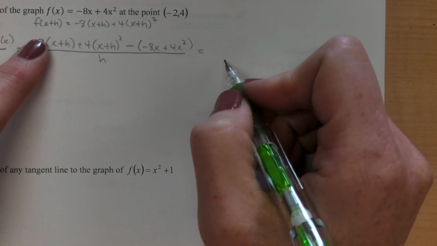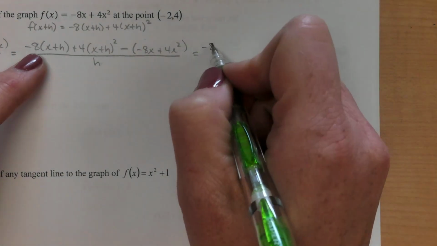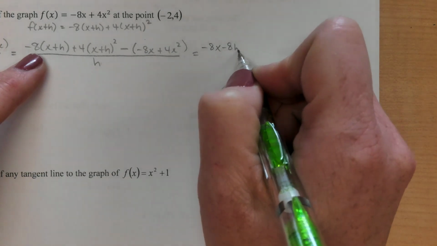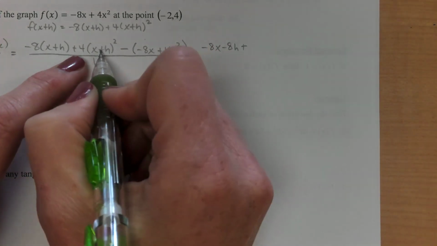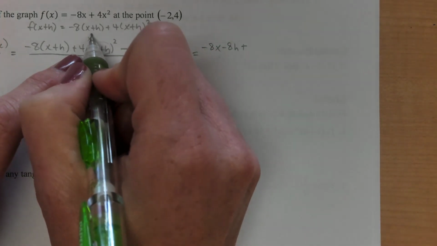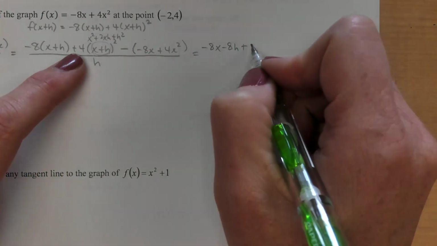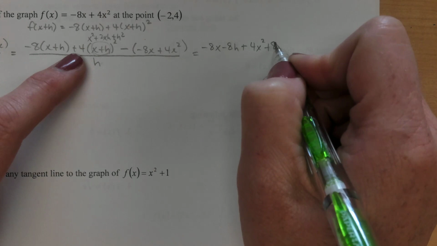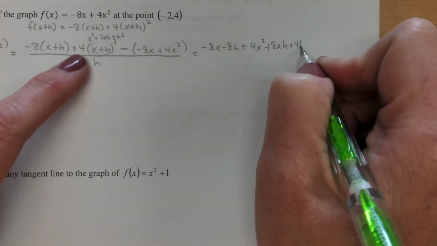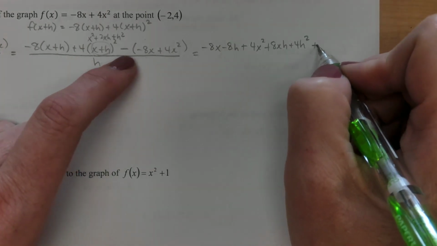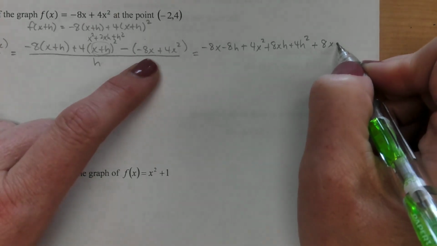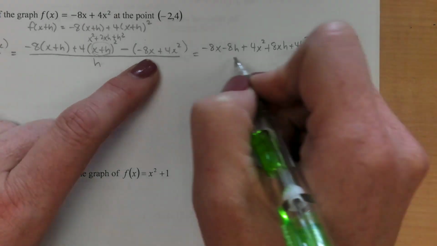So this first part, I'm going to distribute my 8, plus, and we FOIL this one all the time, so that comes out to be x squared, 2xh, and an h squared. So I'm going to distribute my 4 right into that. And I'm going to distribute my negatives, so 8x and a minus 4x squared.